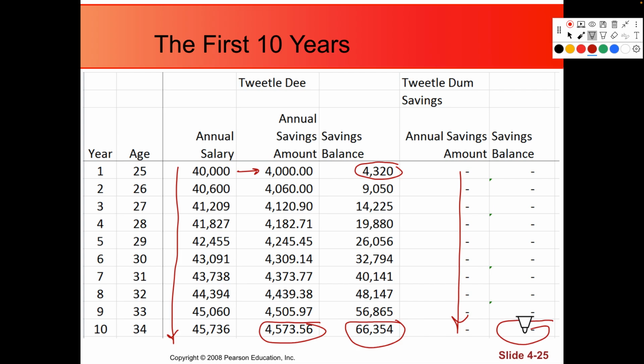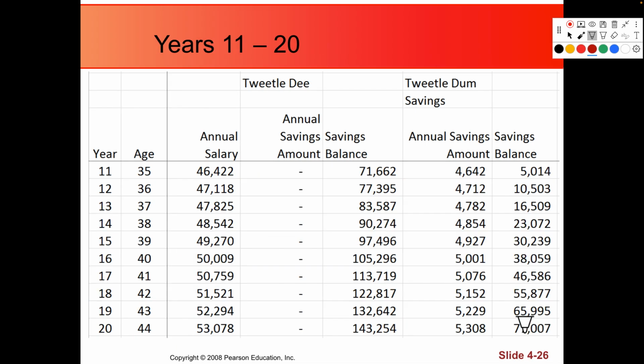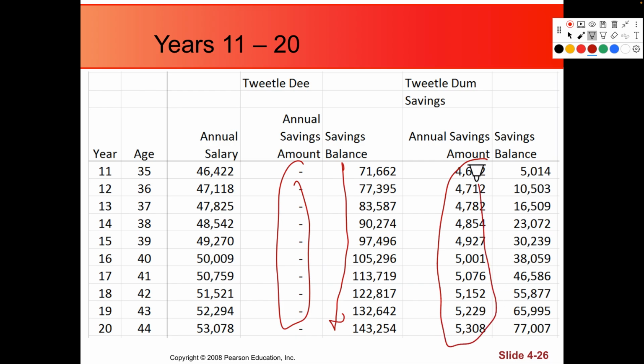Not sure? Do you think they'll be able to catch them? Yes or no? No. And you're right. This money, because he left the money on deposit, keeps growing even without any additions, not putting any money in. And Tweedledum, while he's putting in all this money, look at $5,000 a year, barely has half of what Tweedledee has. And that's 10 years.